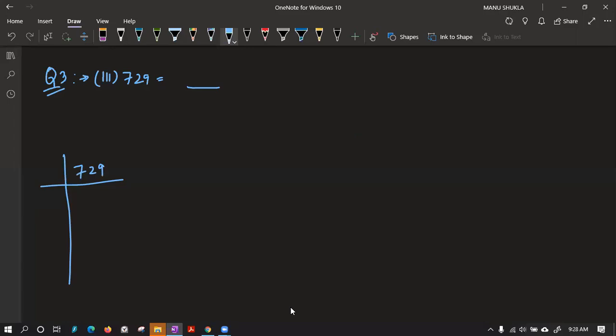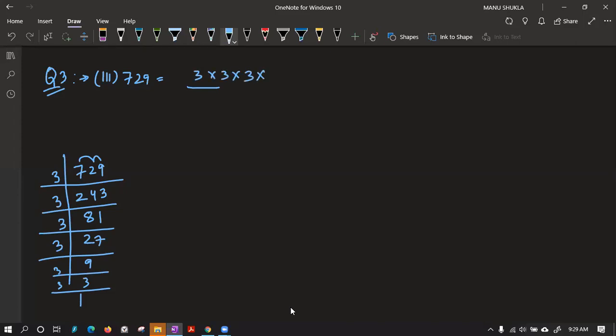So by prime factorization, you will get, and you observe that 7 plus 2 is 9, 9 plus 9 is 18. It can be divided by 3. So let's start with 3. 3 2s are 6, 3 4s are 12, 3 3s are 9. Again, 2 plus 4 is 6, 6 plus 3 is 9. It is divisible by 3 again. 3 8s are 24, 3 1s are 3. 8 plus 1 is 9. So 3 27s are 81. 3 9s are 27, 3 3s are 9, and 3 1s are 3. So you can write 729 as 3 into 3 into 3 into 3 into 3 into 3.